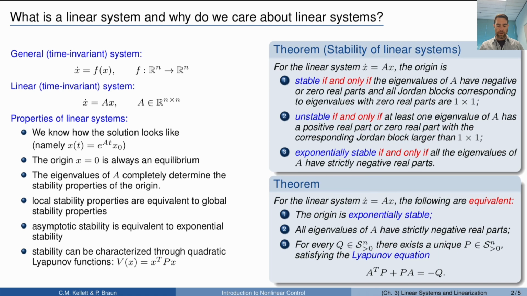So, in the context of nonlinear systems, it's a lot more complicated to verify asymptotic stability, exponential stability, instability in general, and to find Lyapunov functions. For linear systems, it is a lot easier, and there are explicit methods that tell us how to verify or check stability.